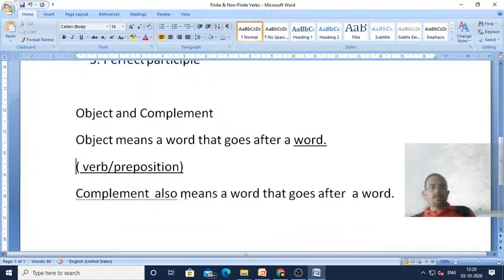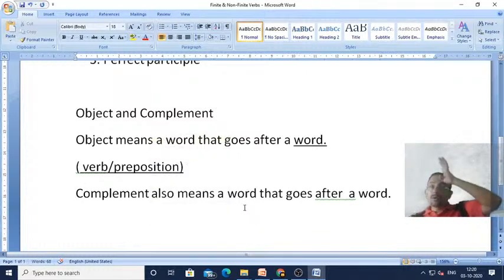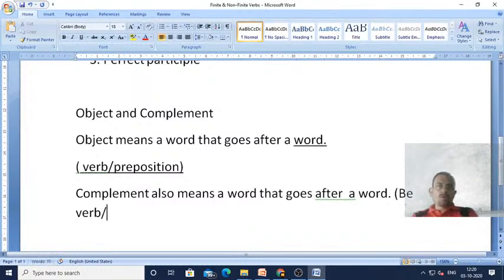And complement. Complement is also a word that goes after a word. So it could be, always remember, a be verb, or it could be a noun, it could be a pronoun also. Here also I can write after, either it is verb or preposition, or noun or pronoun.